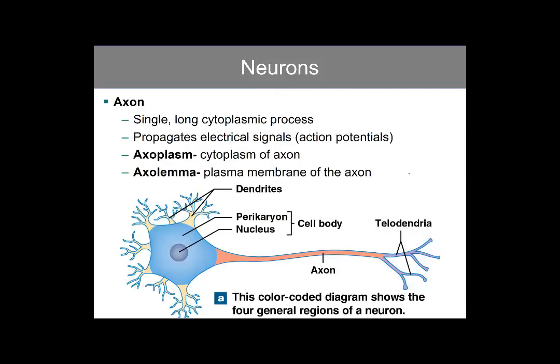Normally, neurons have a single long cytoplasmic process called the axon, and it's the role of the axon to propagate the electrical signal, or the action potential, down the length from the cell body to the end. The cytoplasm of the axon is called the axoplasm, and the plasma membrane of the axon is the axolemma.